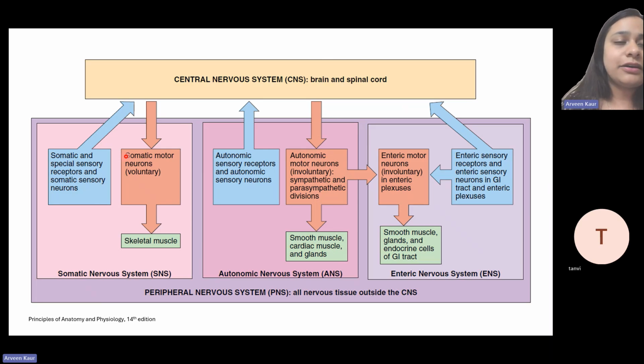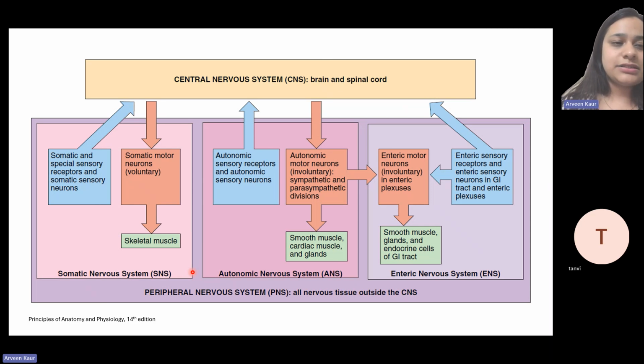So all these are voluntary actions, right? I am well aware of what I am doing, and it is my decision to wash the bottle, it is my decision to drink water, right? So all that is a part of the somatic nervous system, right? So this is actually different from the autonomic nervous system, right? Because over here the movements are involuntary, right?